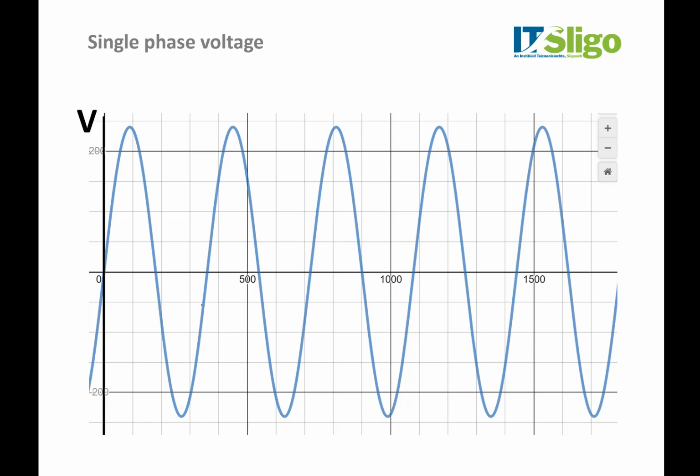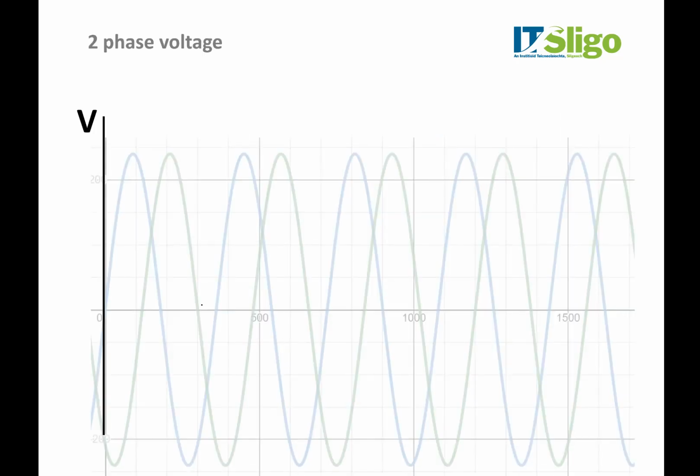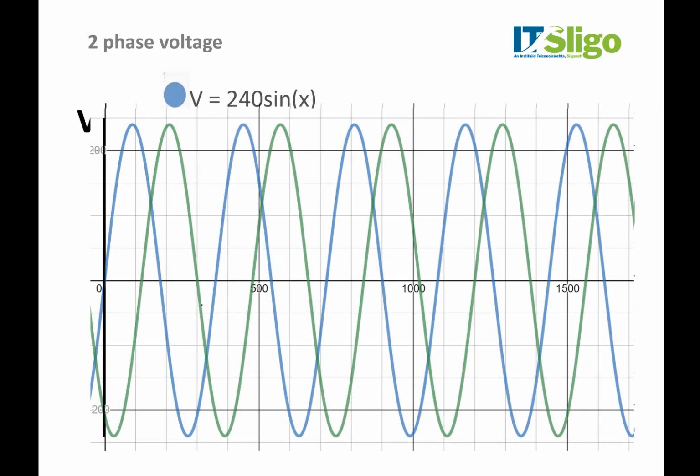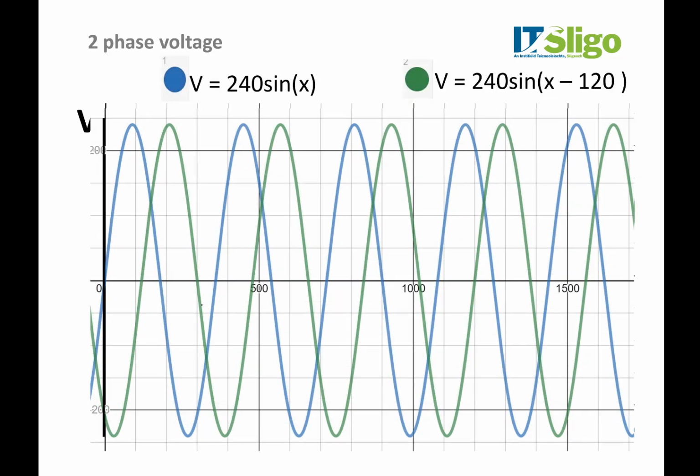Now, if we were to bring in another phase, say we needed more power, we could bring in another phase, which would look like this. This is 2-phase. And what's happened here is they call it a phase shift. So this little bit inside the brackets here has shifted the starting point by 120 degrees.